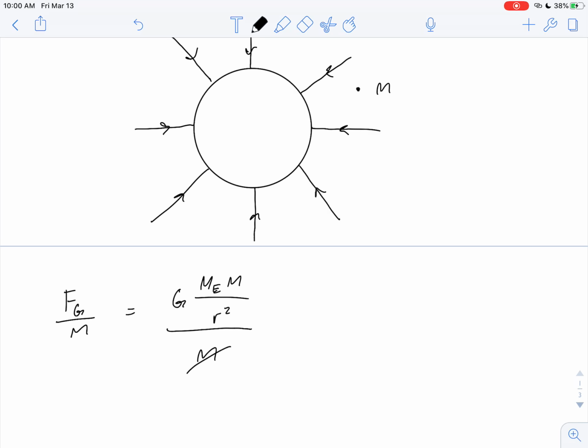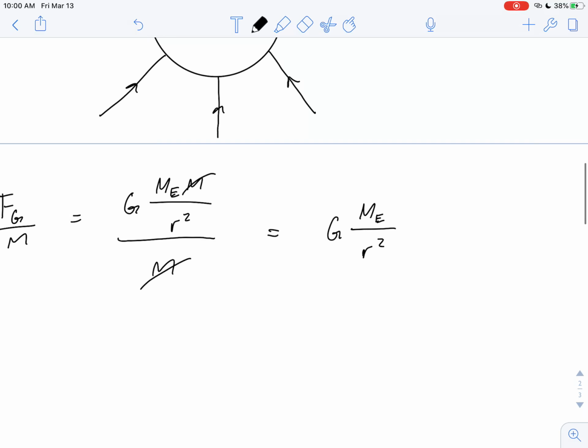Then that cancels out this mass right here, and we end up with the gravitational field of Earth is big G mass of Earth over r squared. You can do this for any object, but we define the gravitational field as little g. So we have little g is equal to big G, for Earth, mass of Earth over r squared.